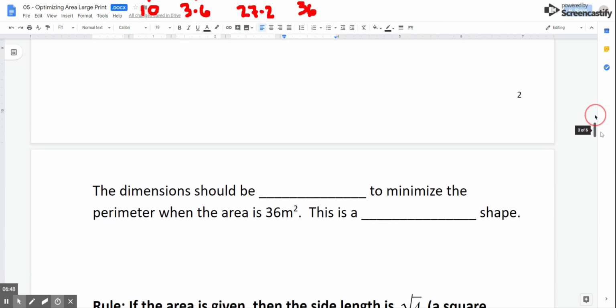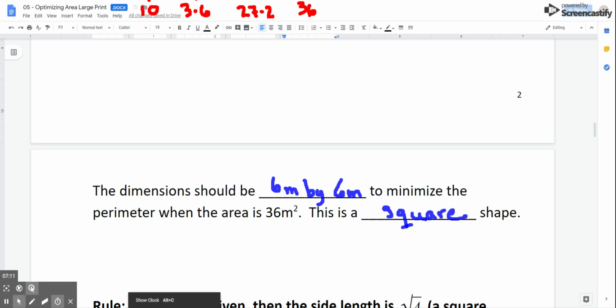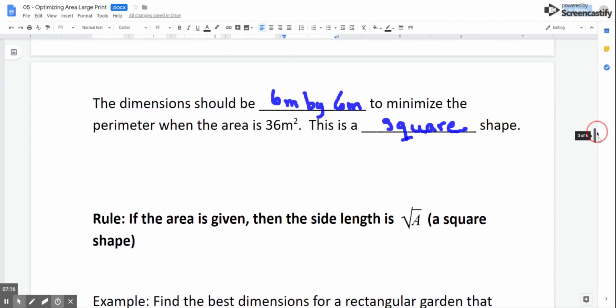So the dimensions of my pool should be 6 meters by 6 meters to minimize the perimeter when the area is 36. And this again is a square shape. Now, how do we check if our answer was right? In a multiple choice question, if your area is given and the side length is what you want, you find the square root because you have a square shape.